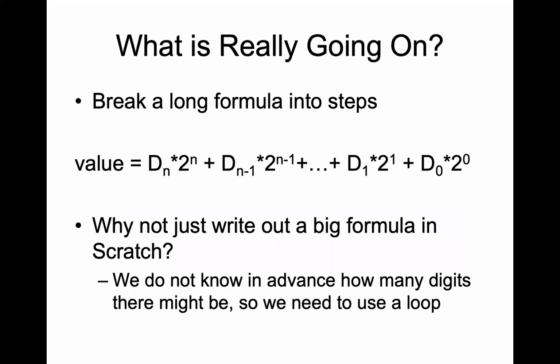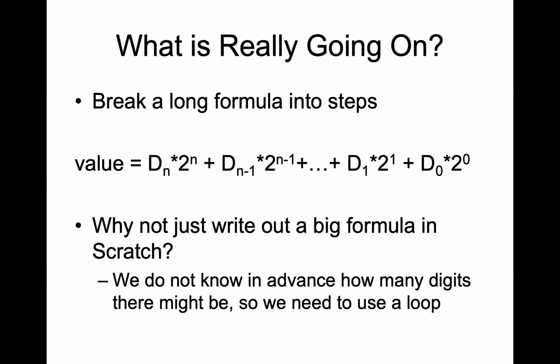So if you look at what's really going on here, the value of a binary number is basically just the digit at the nth bit position times 2 to the n, plus the value at the n minus first bit position, so the second bit down from the most significant bit, times 2 to the n minus 1. And that pattern continues all the way down to the digit at bit position 1 times 2 to the 1, plus the digit at bit position 0 times 2 to the 0. So this works for any binary number, and it lets us recover the actual number that's represented.